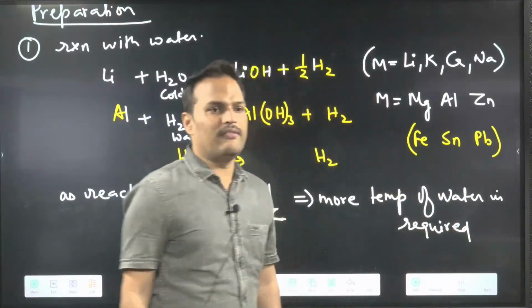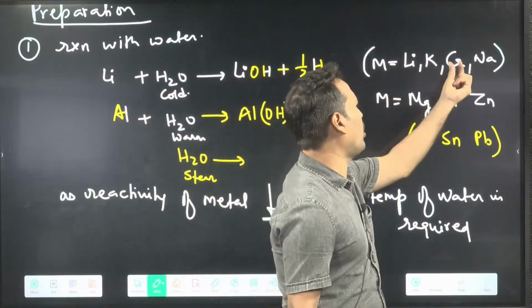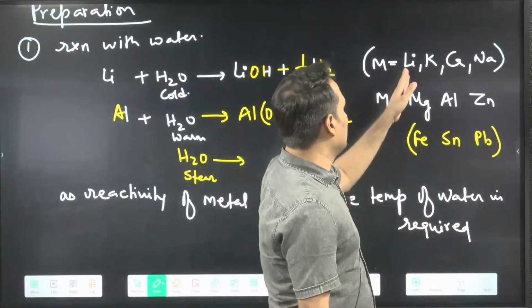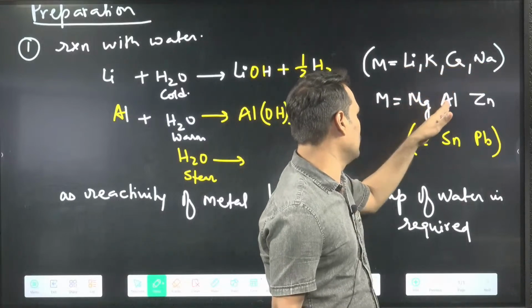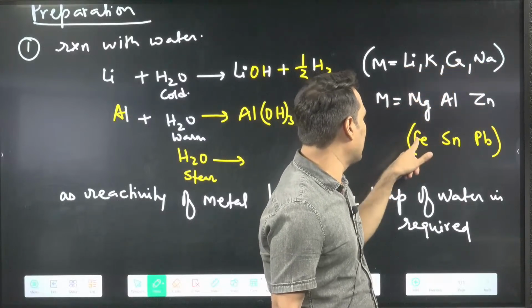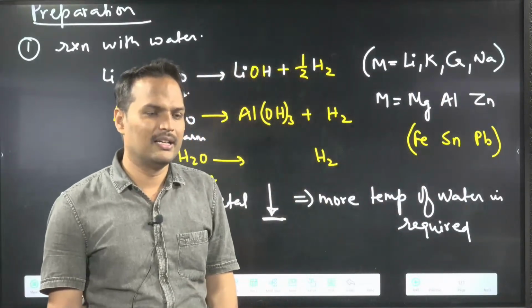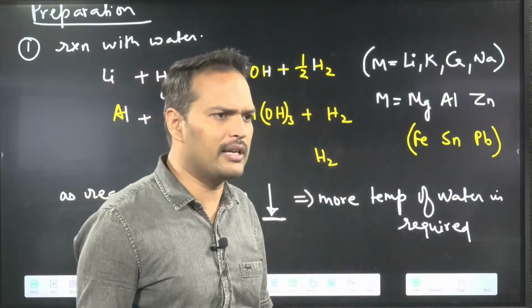Got the point? If highly reactive metals are there, like lithium, potassium, calcium, these are borderline also. Somewhere you can find calcium written in the other section also. So we'll remember it like this, with a mnemonic. Like this we have remembered something. So if you take a more reactive metal, it will react even with cold water.